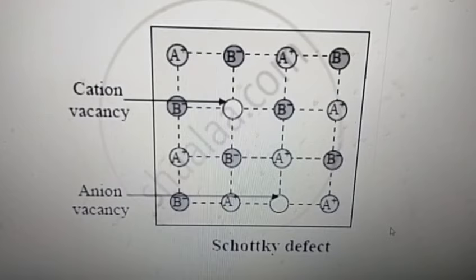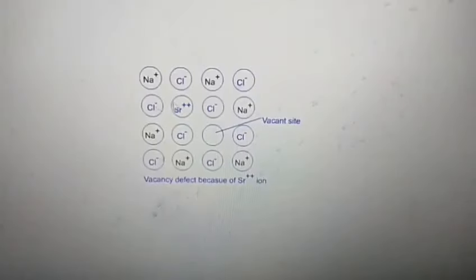For example, if we take molten sodium chloride, it contains a small amount of strontium chloride. That means when crystallization occurs, along with sodium chloride, some amount of strontium chloride will also be mixed in. Some of the sites of Na plus are occupied by Sr plus 2. Here Na plus should be present, and here also Na plus should be present. But when strontium chloride is added, some of the sites of Na plus ions are occupied by Sr plus 2.